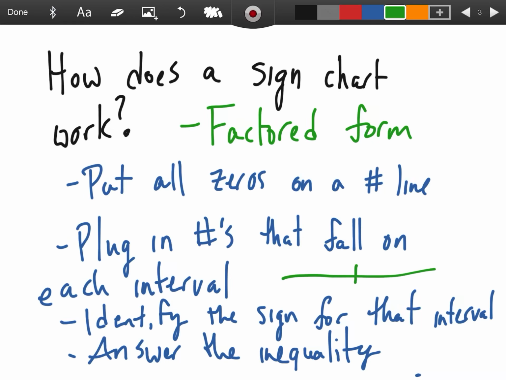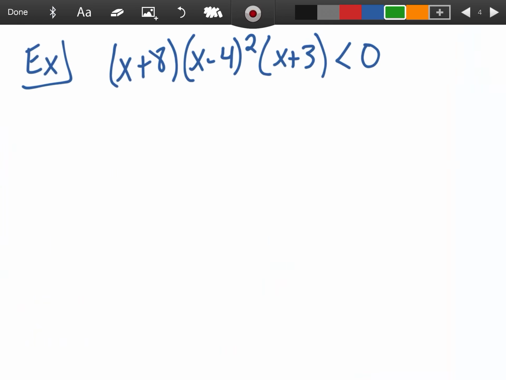So let's say that I have my number line here. This is -4, and it's split into two intervals. I'm going to plug in -5 and see what kind of number that gives me. Is that giving me a negative number? If so, this whole interval would be negative. If I plug in 0 and it gives me a positive, then this whole interval greater than or equal to -4 would be positive. Finally, we use that information to answer the inequality and actually answer the question.